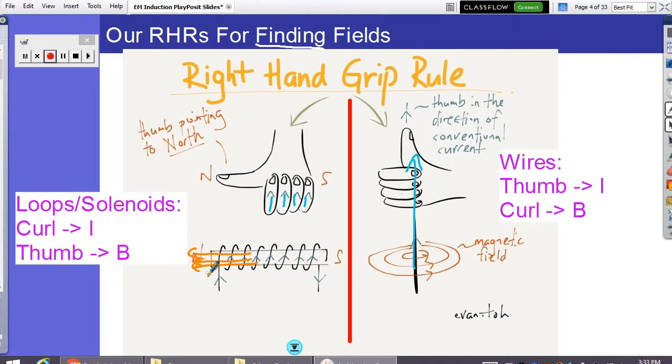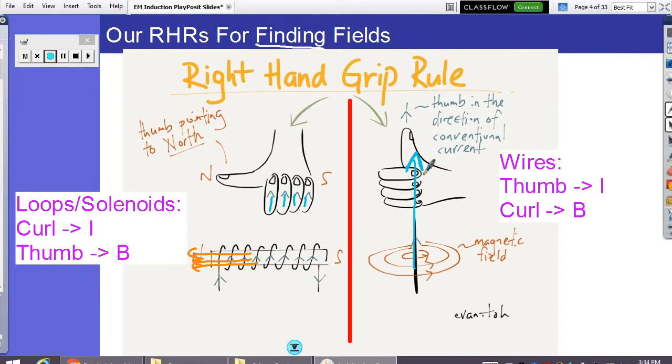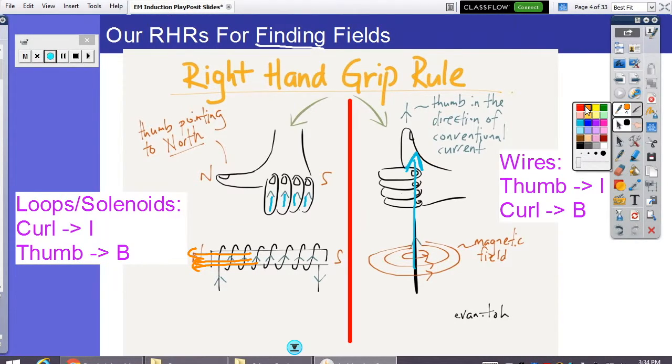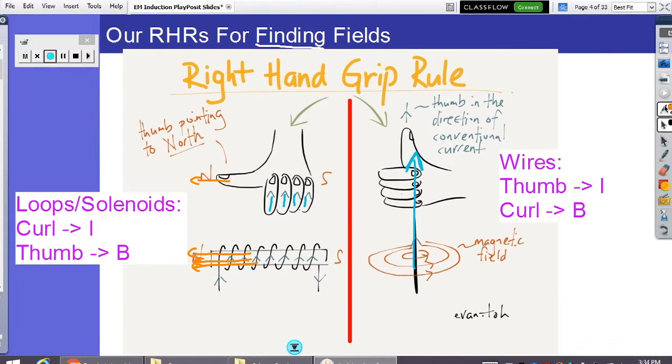And the way that I keep these things straight in my head is I remember that my thumb is more or less straight. It points in a direction. And so I point my thumb in the direction of whatever is going in a straight line. So over here, my thumb is going with the current because the current is in a straight line and the magnetic field is circulating. Over here, my thumb goes with the magnetic field because the magnetic field is more or less in a straight line, at least in the middle, and the current is circulating. So if we want to find our magnetic field, we have two options here.